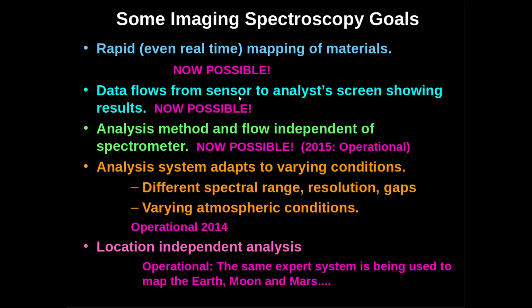Ideally, the data will flow from the sensor to the analysis screens showing results. This is now possible and is effectively going to be done with the EMET space station system, where data from the space station will come down, will be calibrated, the atmosphere removed, and Tetracorder will be run on the resulting calibrated data at the Jet Propulsion Laboratory, and analysts can see the results pretty quickly, limited only by the compute time of the systems and the transmit time from the spacecraft to ground.